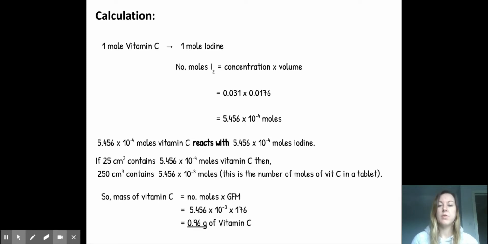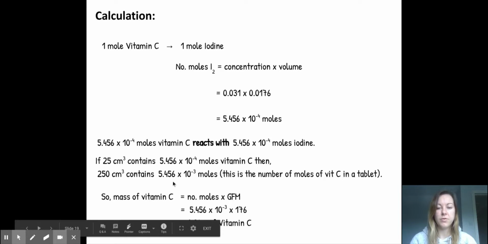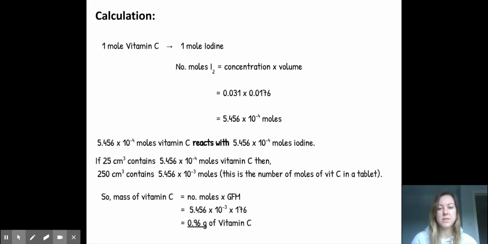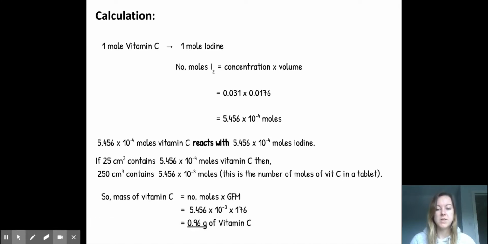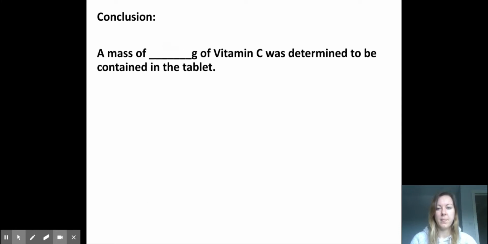So if we want to work out the mass from that, what we need to do is number of moles times the gram formula mass. Our number of moles, like we just calculated, is 5.456 times 10 to the negative 3. The gram formula mass of vitamin C, you can work out using the formula, is 176. So that gives our total mass of vitamin C as 0.96 grams. So our conclusion to that experiment is that a mass of 0.96 grams of vitamin C was determined to be contained in one tablet.